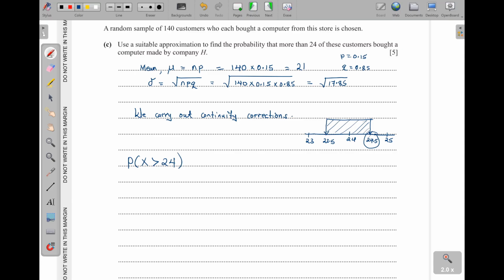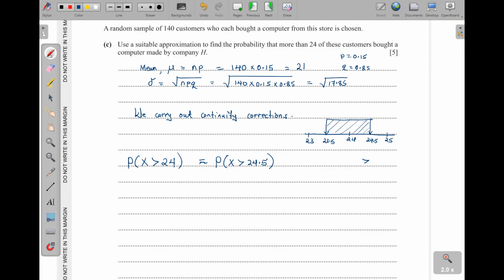So we shall get 25 and then the rest of these ones here. So meaning we shall subtract a 0.5 from here. I mean we shall add a 0.5 from here, and then we get x. This one approximates to the probability of x greater than 24.5. Okay. Now, to simplify these continuity corrections, this is what you're going to do.